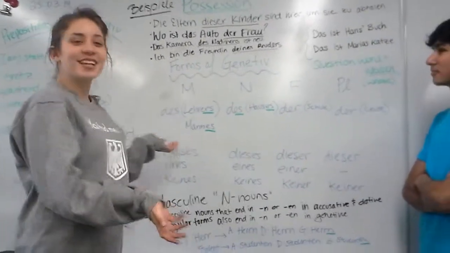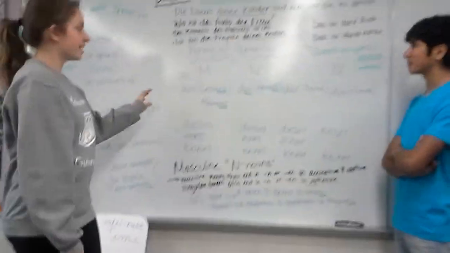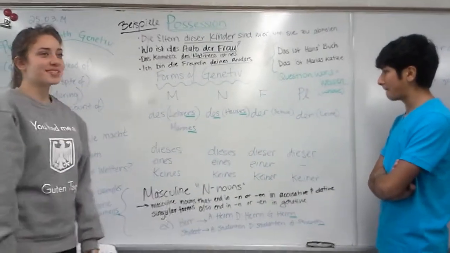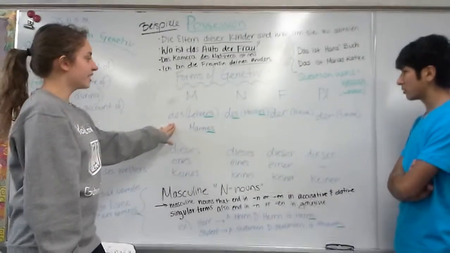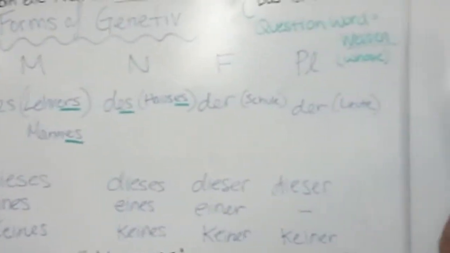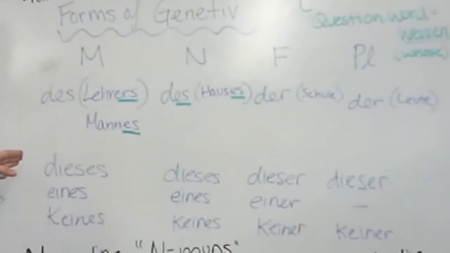So in this video, anyone who's watching, we'll be discussing Genitiv, or genitive. We have the masculine, neuter, feminine, and plural forms of genitive: des for masculine, des for neuter, der for feminine, and der for plural. And here are some examples of the nouns that could be used for these.